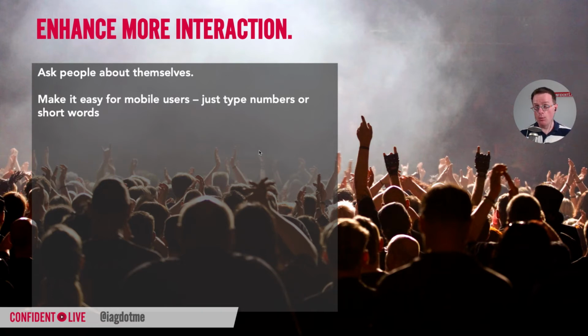So if you say, what's your favorite platform out there? Is it Facebook or Instagram? Just type FB for Facebook or IG for Instagram. Or do you like apples or bananas? Type 1 for apples and 2 for bananas. Make it easy for people, particularly on mobile, because they're not going to want to write big long comments for you.